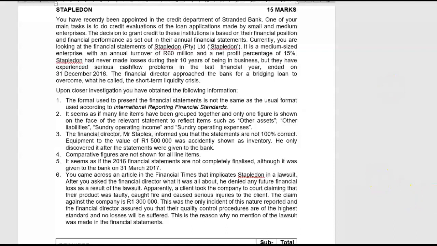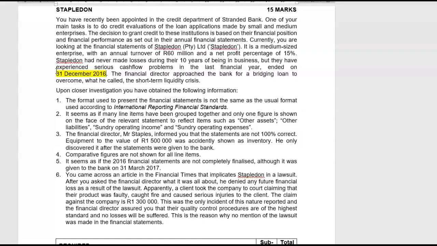Okay. Stapledon has never made losses in the 10 years of being in business, but they have experienced serious cash flow problems in the last financial year, ended on 31 December 2016. The financial director approached the bank for a bridging loan to overcome what he called the short-term liquidity crisis. Upon close investigation, you have obtained the following information.